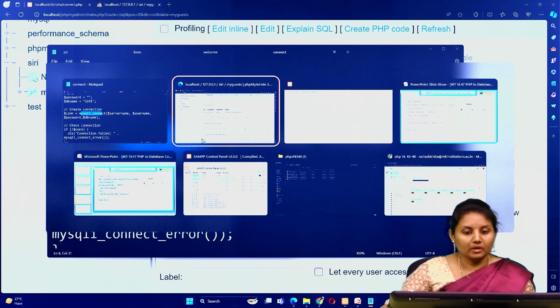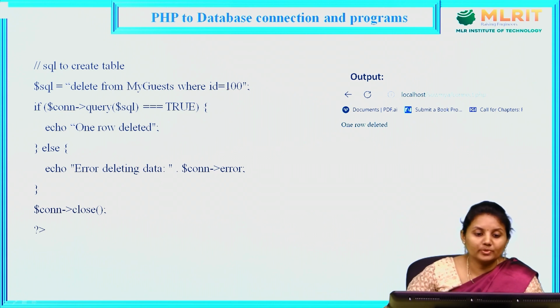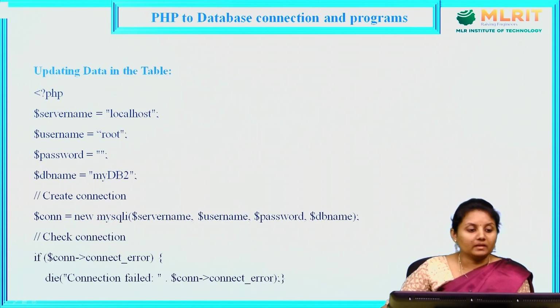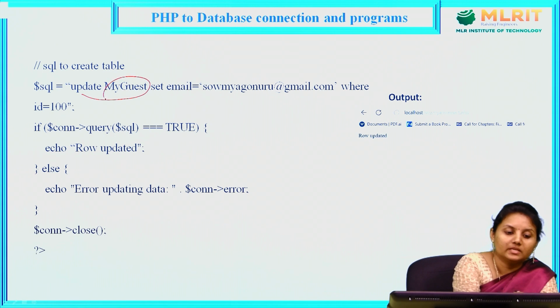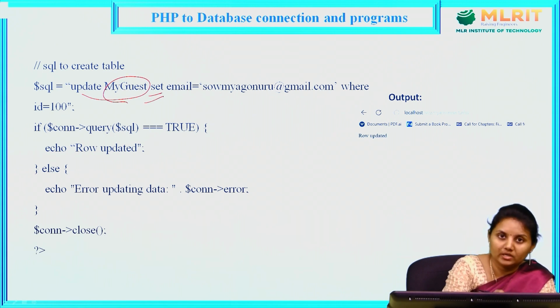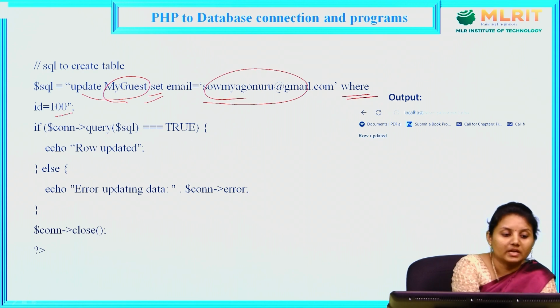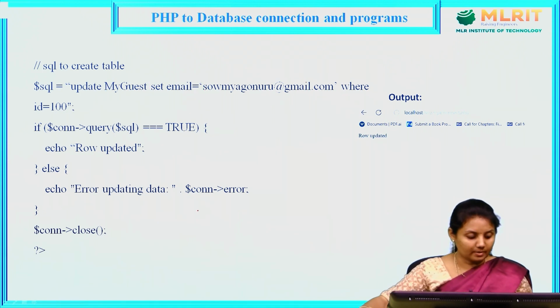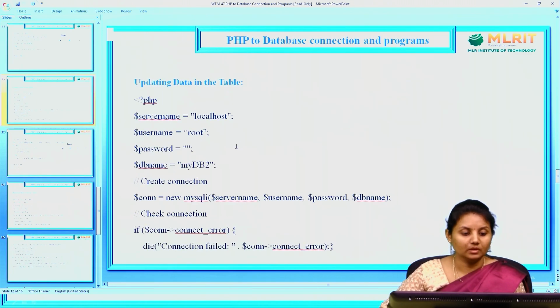Then, deleting the data from the table. How to delete? Delete keyword. Delete from myGuest where ID equals 100. Similarly, one row deleted and you can use it. Then, updating the data. To update we need update myGuest. So update table name. Set is the keyword that you use here to change the value. Whatever the email you have given, where ID equals 100, this you wanted to update. We'll check whether it is updated or not. Delete, you can just check it out. We'll go with update.